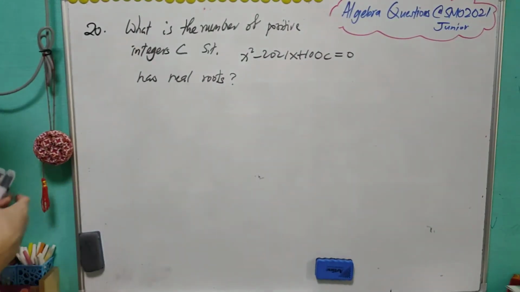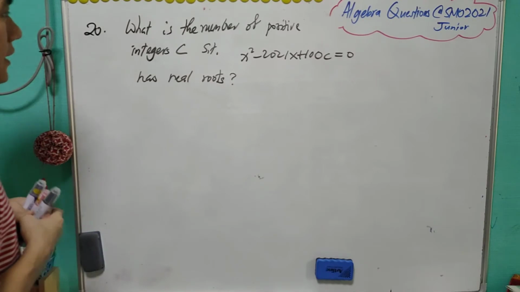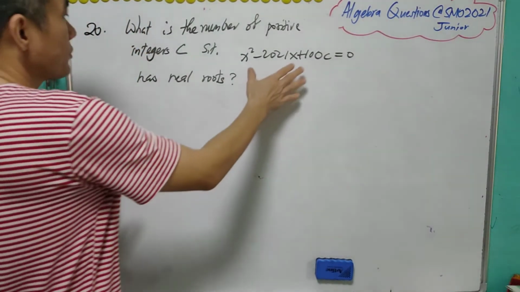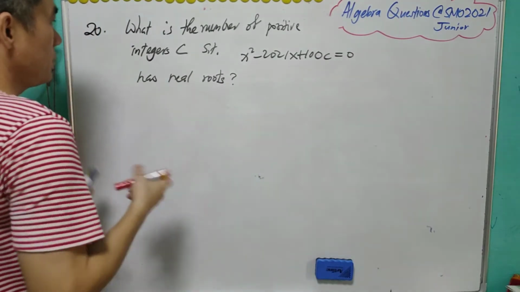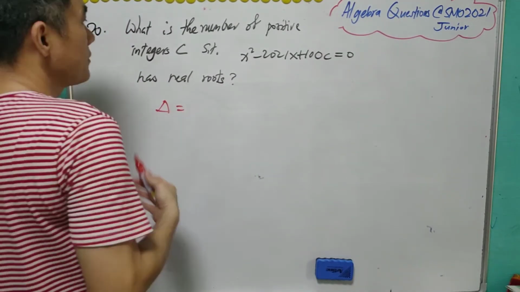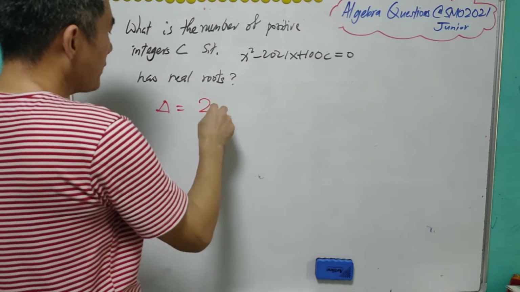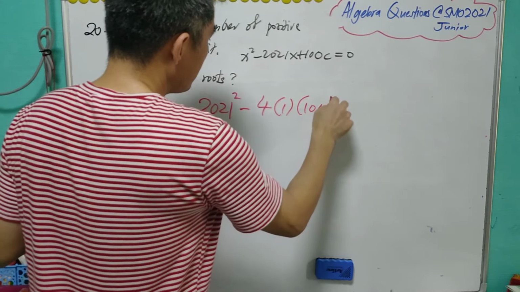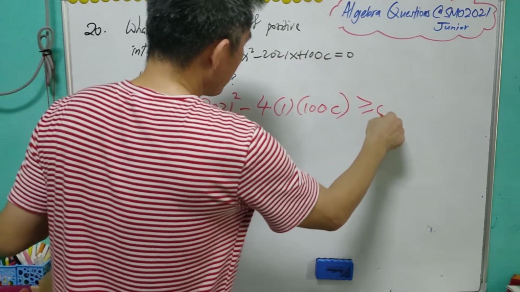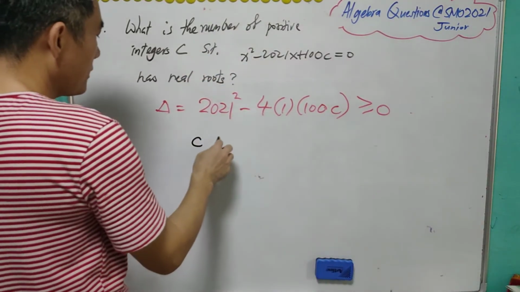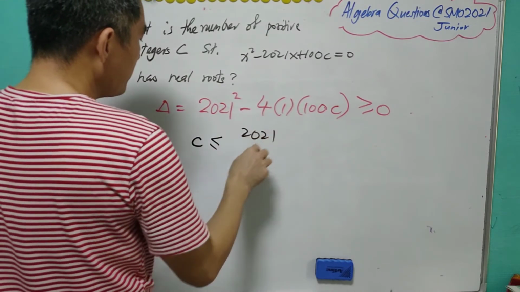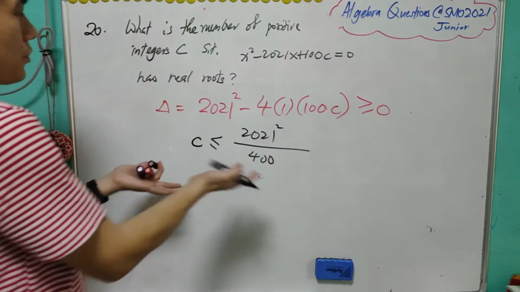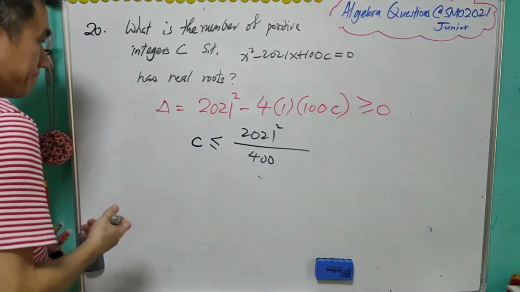Question 20. What is the number of positive integers c such that the quadratic equation has real roots? In order to make the quadratic equation have real roots, we just need to consider the discriminant, that is equal to b squared minus 4ac. It must be greater than or equal to 0. c will be less than or equal to 2021 squared over 400. So we just need to calculate what this value is.